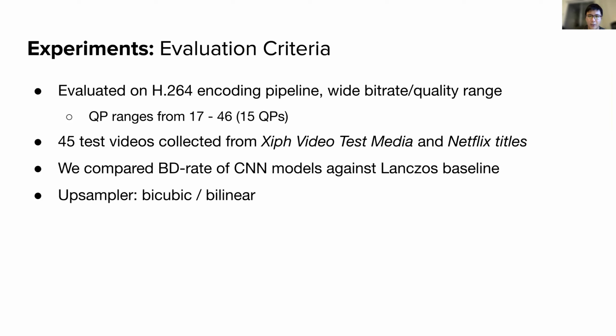And finally, we evaluated downsampling models on an H.264 encoding pipeline with wide ranges of bitrate and quality. We tested the models on 45 source videos collected from CIF.org and some licensed Netflix titles. BD rates of CNN models against the Lanczos baseline were reported in terms of PSNR, SSIM, and VMAF. And the other components in the pipeline were the same for each comparison. We tested on both bicubic and bilinear upscaling to understand the generalizability.